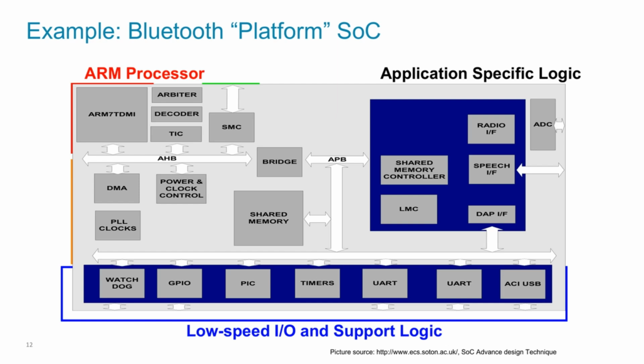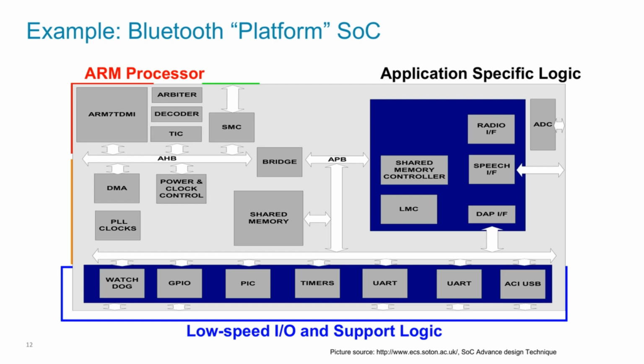This includes the DMA controller, which stands for Direct Memory Access. The DMA is super important because it can move data between memory and peripherals without bothering the main CPU, freeing it up to do other tasks. You also see blocks for power and clock control and PLL clocks, which are essential for managing the chip's power consumption and making sure every component gets the right clock signal to operate correctly.